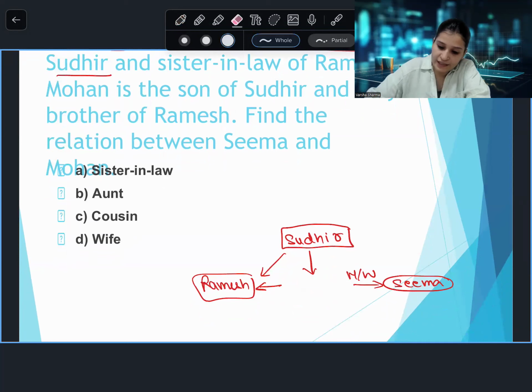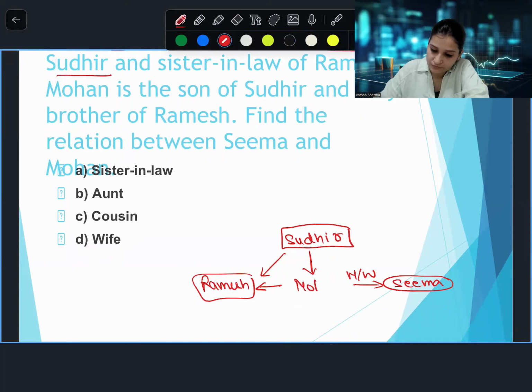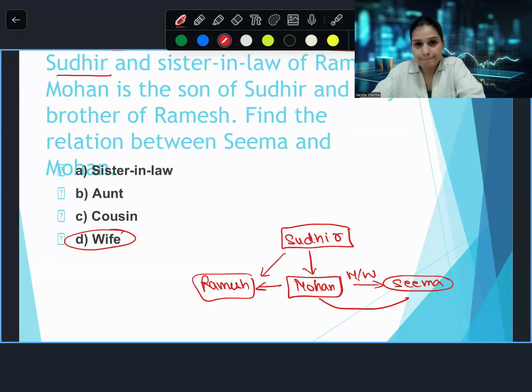That means Mohan is the husband of Seema. Yes, ma'am. Relationship between Seema and Mohan, husband and wife. Yes, ma'am. Explain again. Seema was the daughter-in-law. That means Seema is the wife of Sudhir's son. Not directly the daughter, but because of the partner, she became the daughter. Yes?